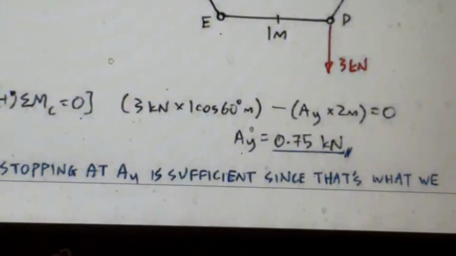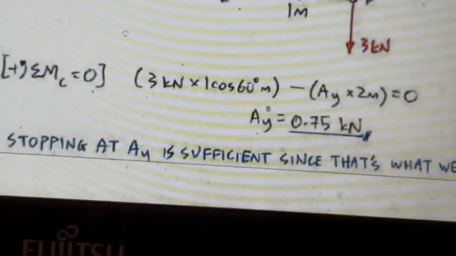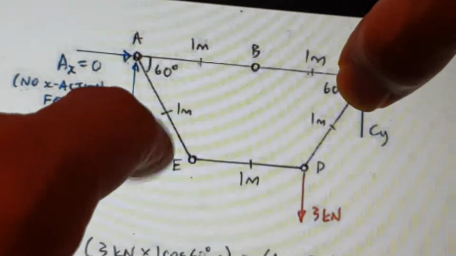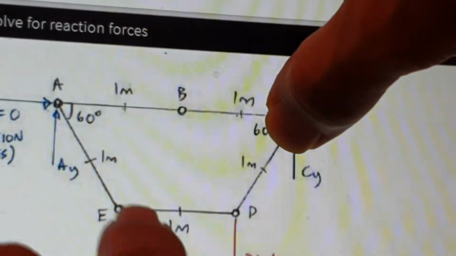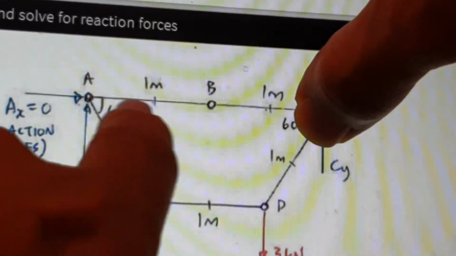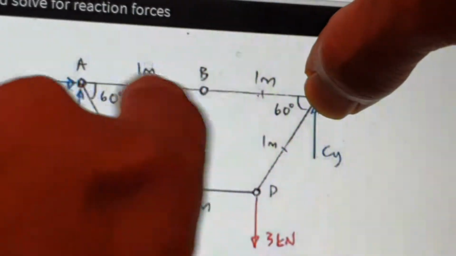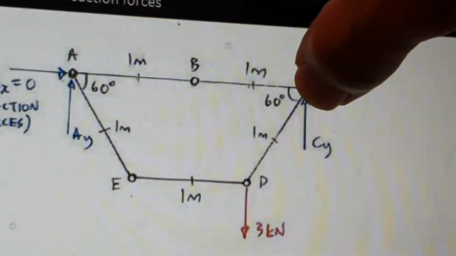So we'll do it like this. Summation of moment at C equal to 0. If you do it like this, let's look at point C. This force AY is going to rotate clockwise. So AY times the perpendicular distance from C, 2 meters. So minus AY, look down, minus AY times 2.